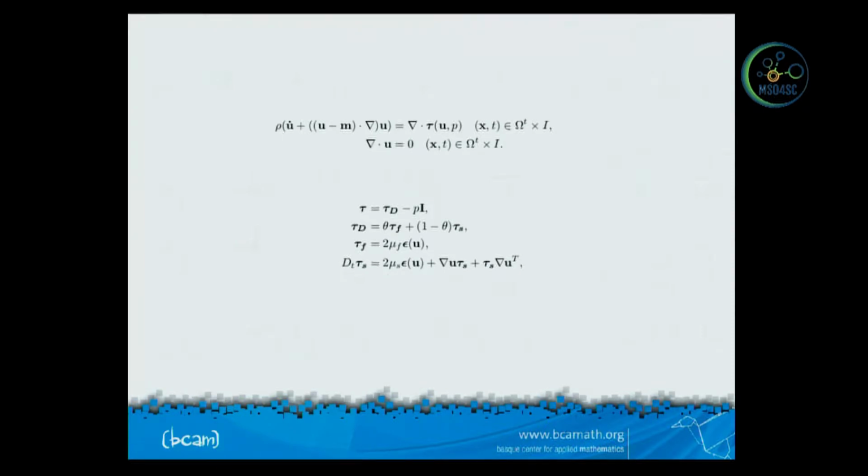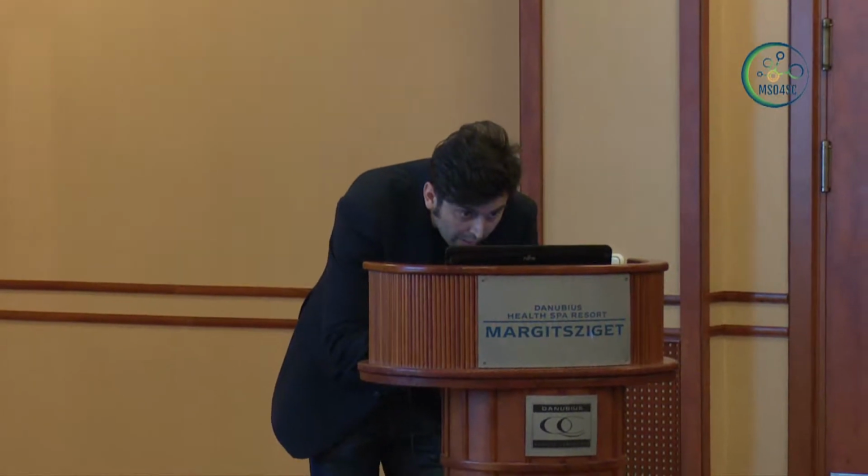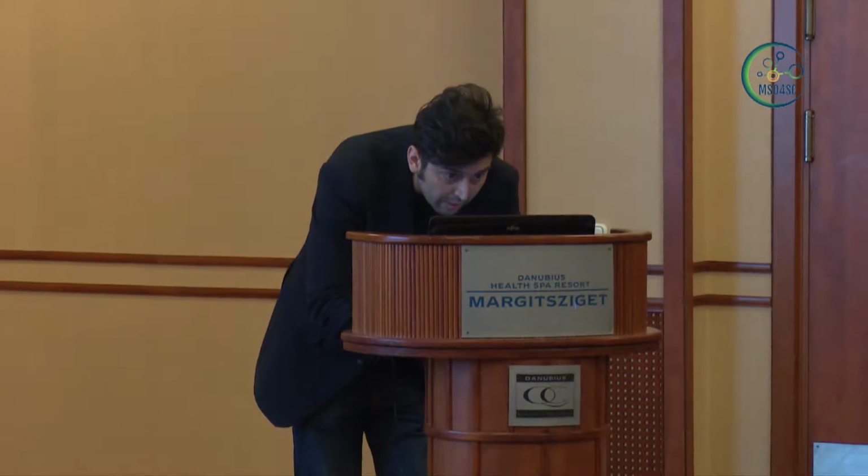Okay, here is our fluid structure interaction model. We solve the partial differential equations for conservation of momentum, mass, and constitutive laws for the stress. And I will show some videos of our results, if I can.